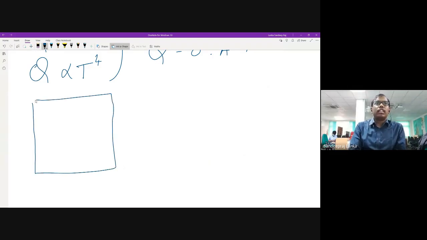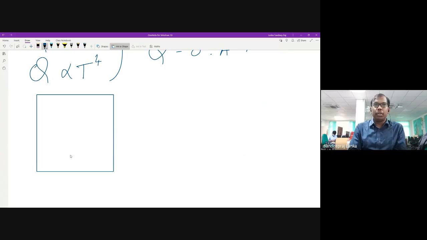Okay, let us take this as a room. There is a big room here. In this room, there is a small body. Let us say your cell phone is there, and this cell phone will be having so and so temperature, and the temperature emitted by this will be influenced by the temperature of the walls of the room.